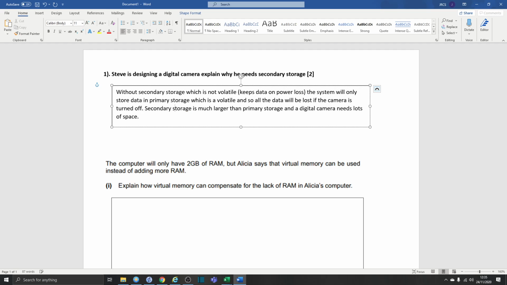So that's another reason. Even if you didn't turn the camera off, you still wouldn't be able to take a lot of pictures without secondary storage, unless you've got masses of RAM. But even then, not good quality pictures. So there's my 2 points there. One, that we need secondary storage because primary storage is volatile, and 2, that secondary storage is much larger than primary storage, and a digital camera needs lots of space. Try to always refer back to the question. Be specific. Don't guess that they're going to presume.